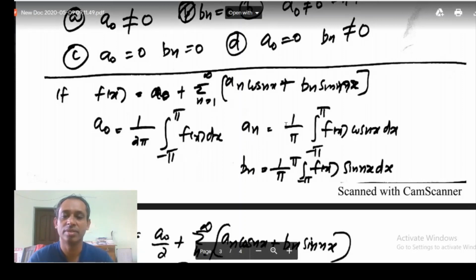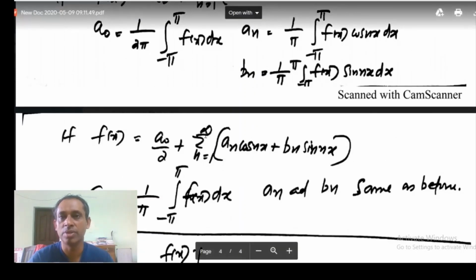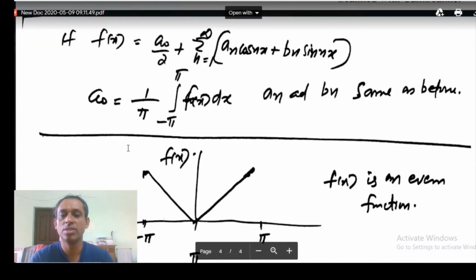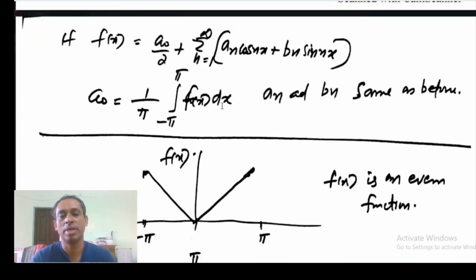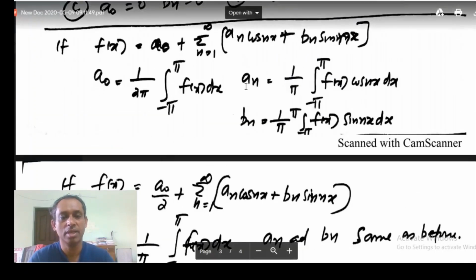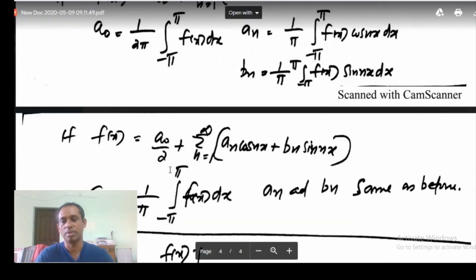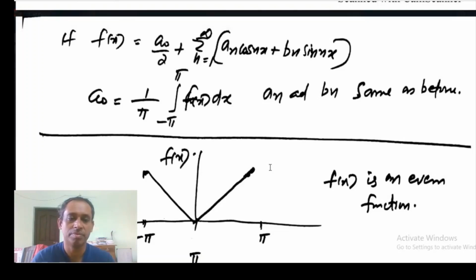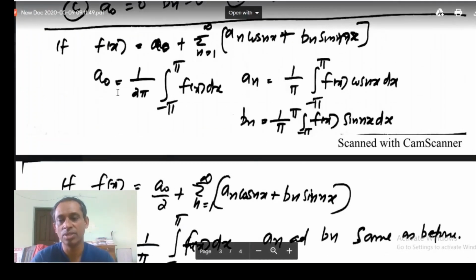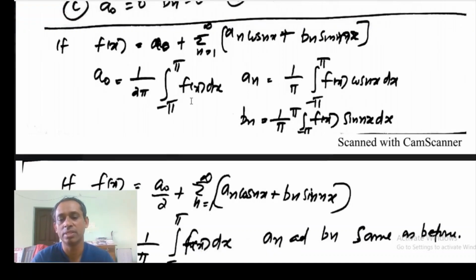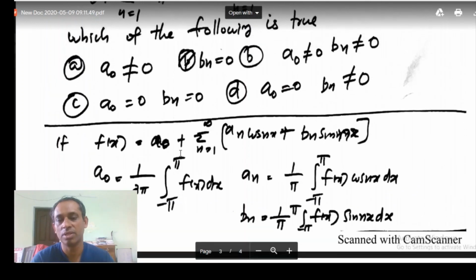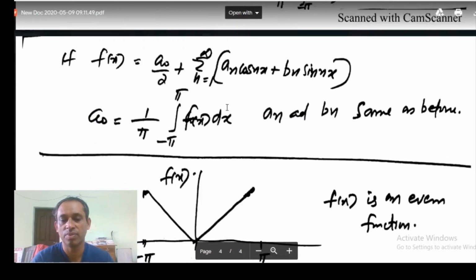So this is bn. But if f of x is given by a0 by 2 plus sigma n equal to 1 to infinity this, in some cases it might be given like that, then a0 will be 1 by pi, integral from minus pi to pi of f of x dx. Okay, then an and bn are same. So it might be given like this or like this. An and bn are same in both the cases, but a0 will be different. Here it will be 1 by 2 pi this, and here it is 1 by pi this. Okay, the difference comes from this. Here a0 is simply a0, here we have a0 by 2.